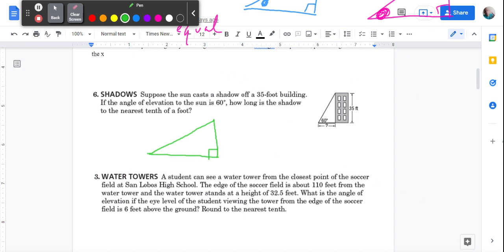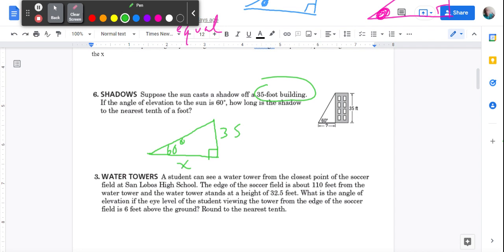Now, think of our words here. We have a 35-foot building. Buildings aren't measured side to side, they're measured up and down. So the building is 35 feet. The angle of elevation is 60 degrees, so we put 60 degrees down there. Then they're trying to find out how long the shadow is. The length of a shadow is going to be on the bottom right there. I know the picture kind of shows it, but I want to make sure that we can draw these freehand because not all of these have pictures.